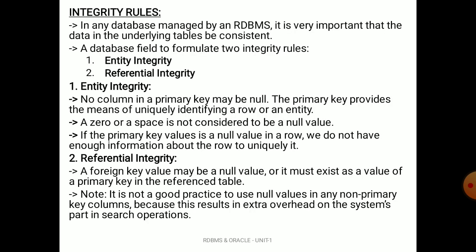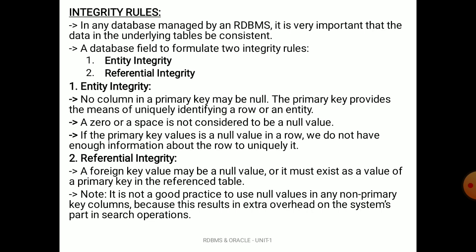Then last one, integrity rules. In any database management system, it is very important that the data in the underlying tables be consistent. A database is held to two integrity rules. First one, entity integrity. Second one, referential integrity. Entity integrity means that no column in a primary key may be null. You set one of the columns as a primary key, and that column should have a value. You cannot create a null value in that field. The primary key provides the means of uniquely identifying a row or an entity.